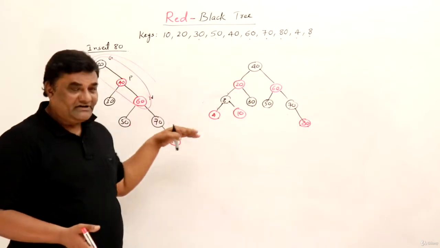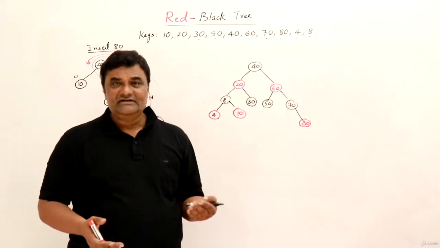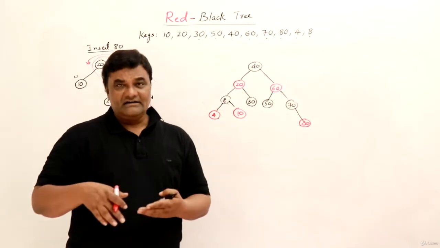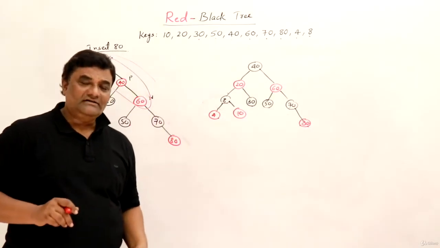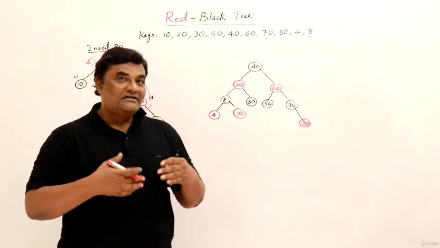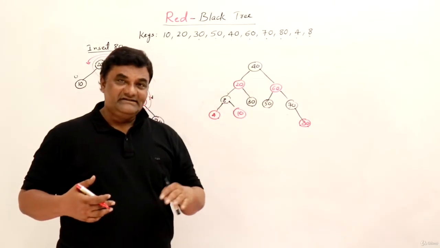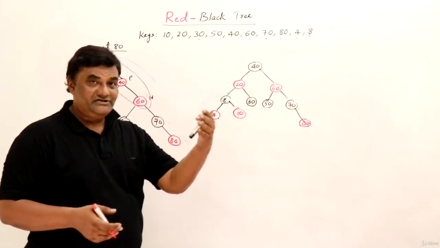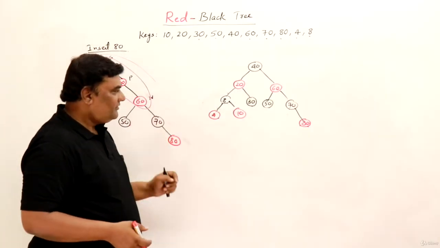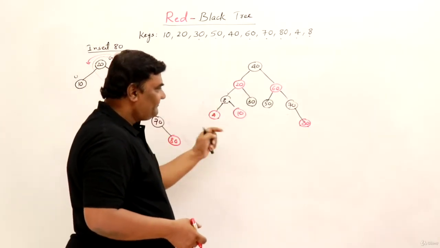Whichever direction you have a red conflict, see whether it is LR, RL, LL or RR. So from AVL you can borrow that. Otherwise it's difficult if you try to work out zigzag cases; it will be a new thing for you. So you can adjust yourself with the rotations of AVL tree. So I have performed an LR rotation.